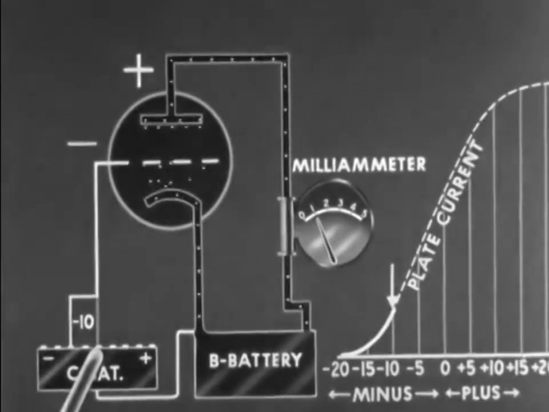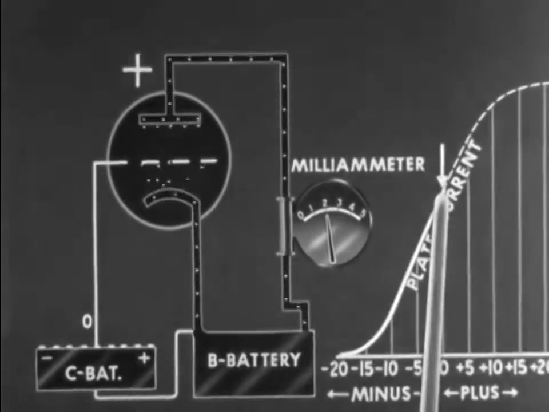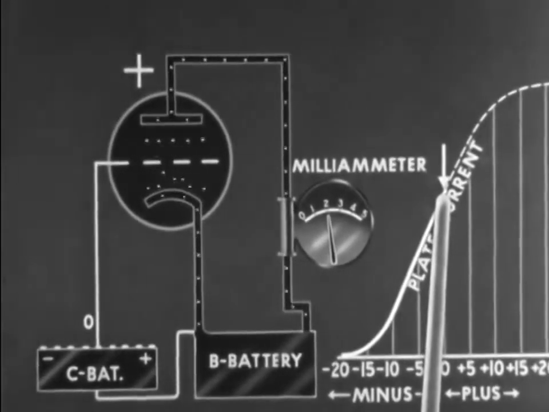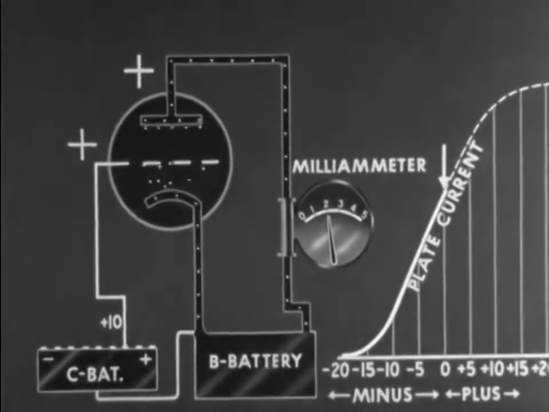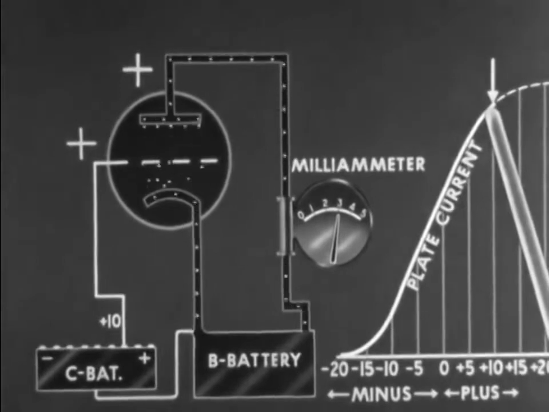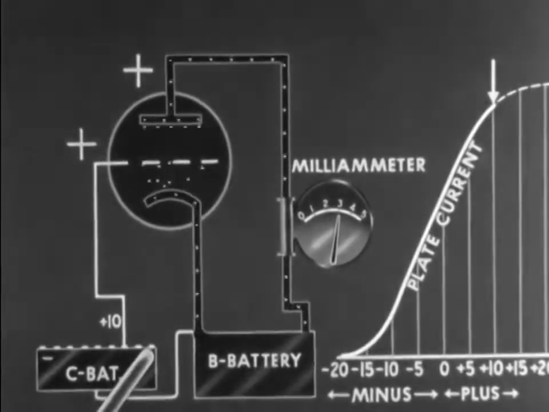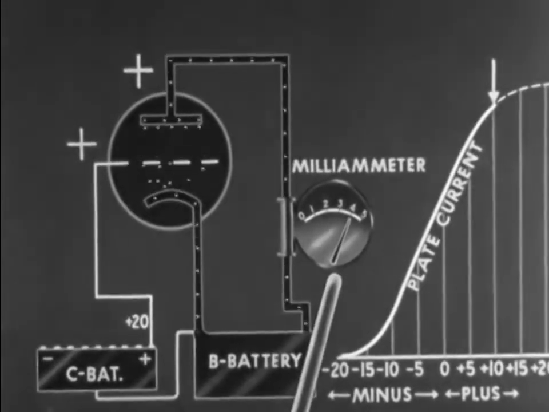If the grid bias is made still more positive, plate current increases. We move the arrow further up on the plate current curve. A still more positive grid results in still greater plate current. Another increase in positive grid voltage leads to the saturation of the tube.